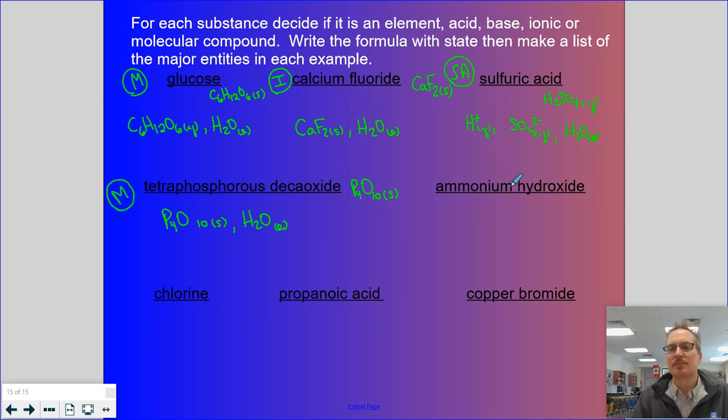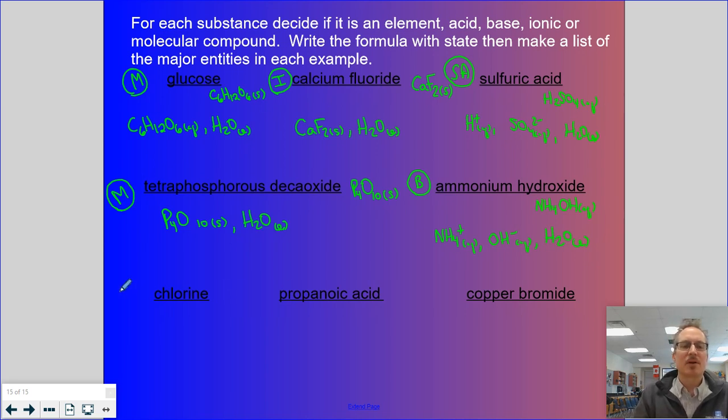Ammonium hydroxide. It ends with hydroxide, cation, anion. This would be a base. So when I go to write this, it's going to be NH4OH. I check my solubility table. It falls under the very soluble, so it's going to be aqueous. When I drop this into a bucket of water, because it's highly soluble, it will dissociate into ions. NH4 positive, aqueous, OH minus, aqueous, and of course, H2O liquid.